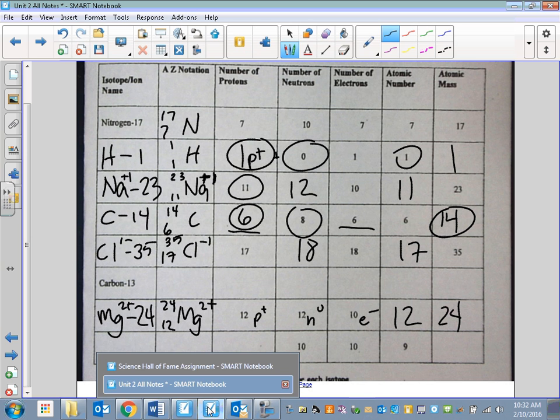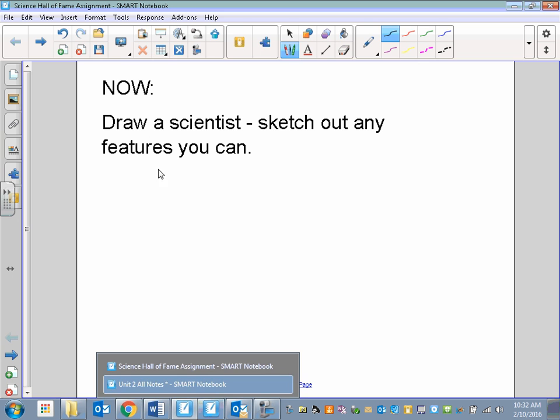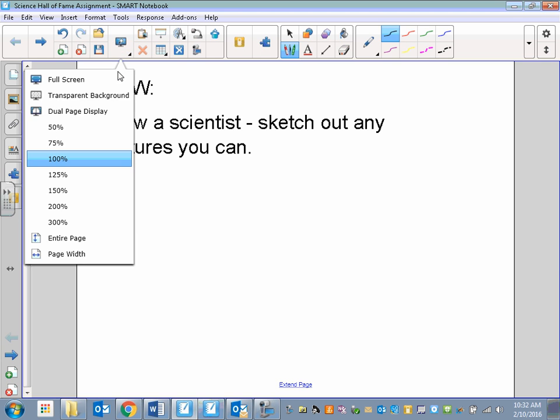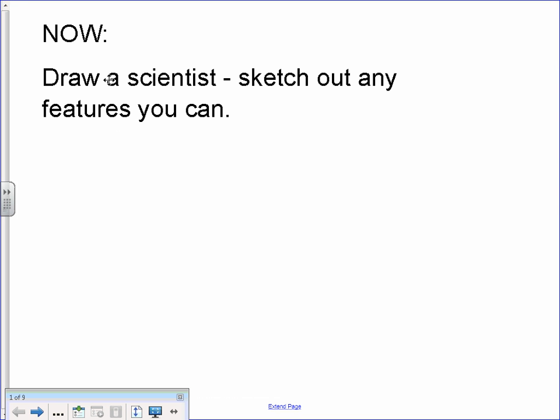Do me a favor, pull out, you can just do this on any piece of paper, whatever you want to do on. I want you to take 2 minutes and sketch a scientist. I want you to sketch a scientist. That's the instruction I'm giving you. That's it.